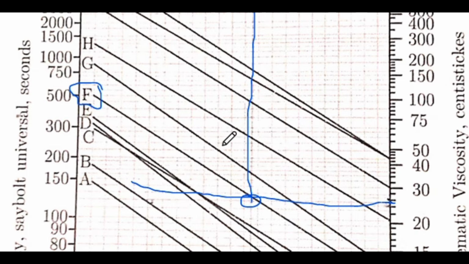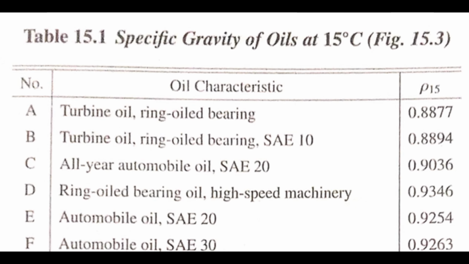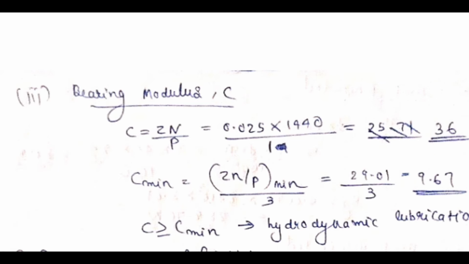Then how do we find the oil, which oil is it? Once you understand the letter F, there's another table in the data book. This is another table from the data book. You can see the specific letters and the corresponding oil. Since we got curve F as the answer, the type of oil used is SAE30. Okay, so this is the type of oil. So we have found the second part. Next thing is the bearing modulus Z.